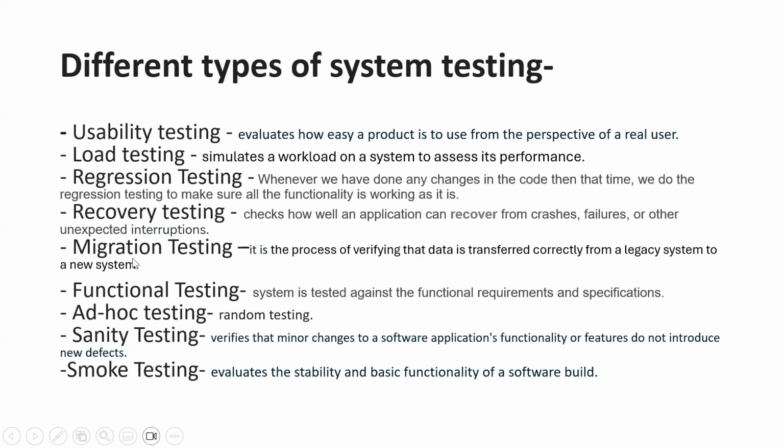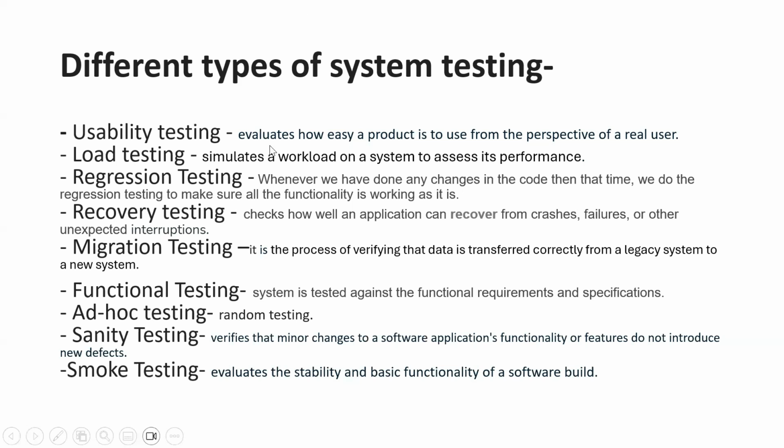Now, different types of system testing we have. Sometimes the interviewer asks what all system testing we have, like what kind of testing comes under system testing. So these are system testing: usability testing, load testing, regression testing, recovery testing, migration testing, functional testing, ad hoc testing, sanity testing, smoke testing, right? These testing come under system testing. What is usability testing?